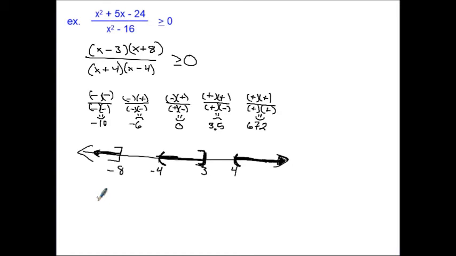Okay, so I've got negative infinity up to negative 8, and then I've got to throw down a union symbol, parentheses. Ooh, I messed up. Okay, I need a bracket on that 8.